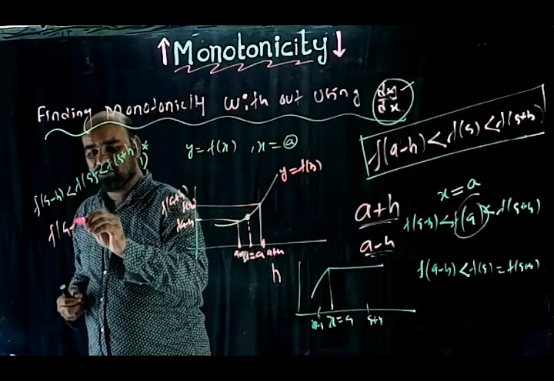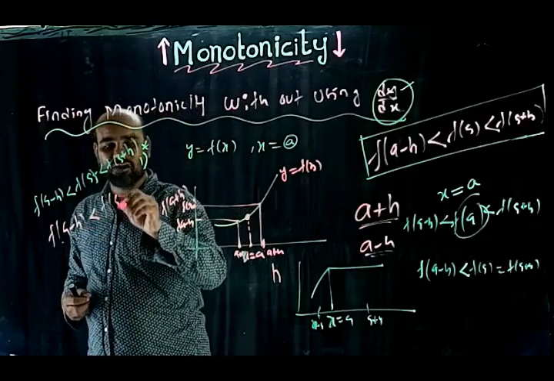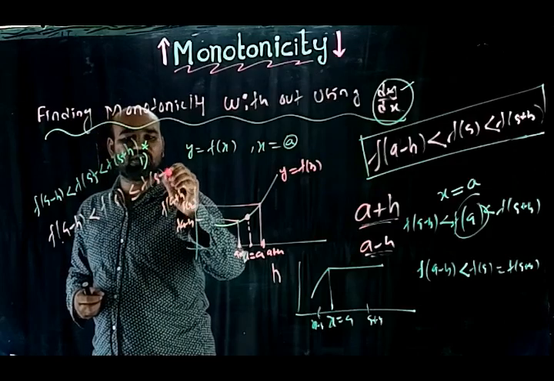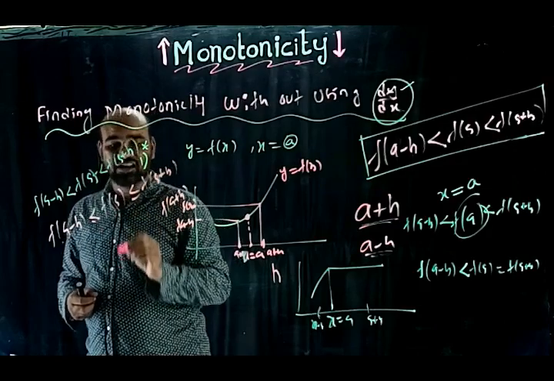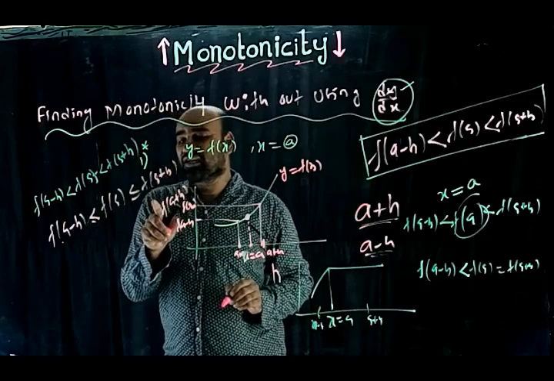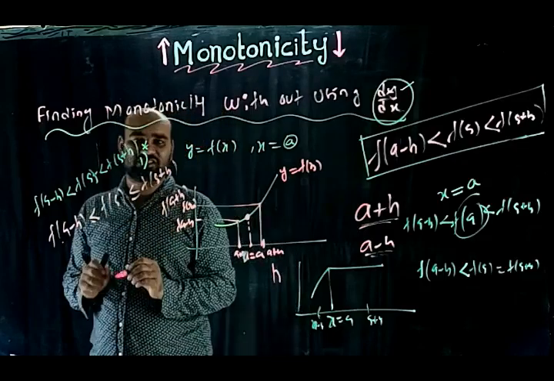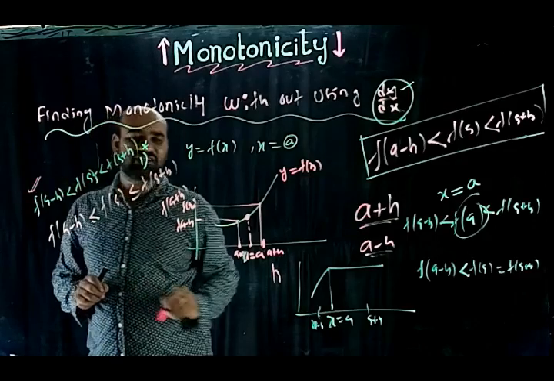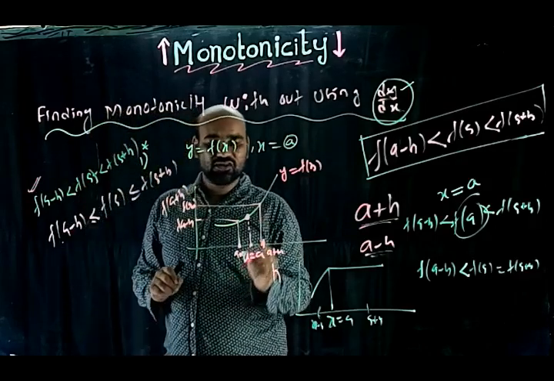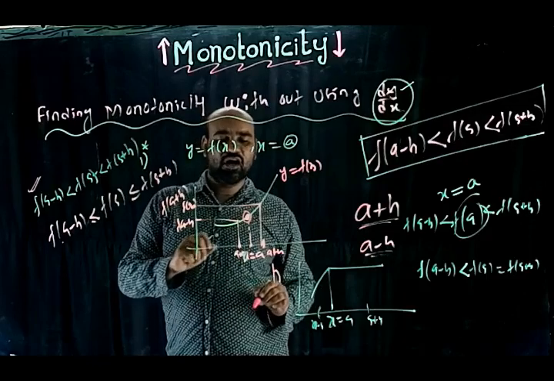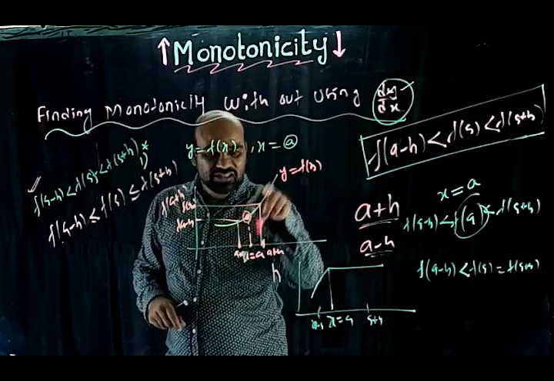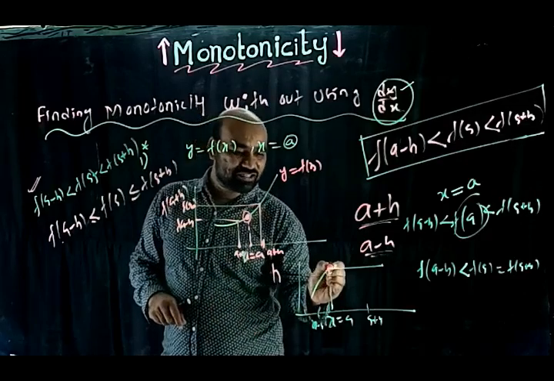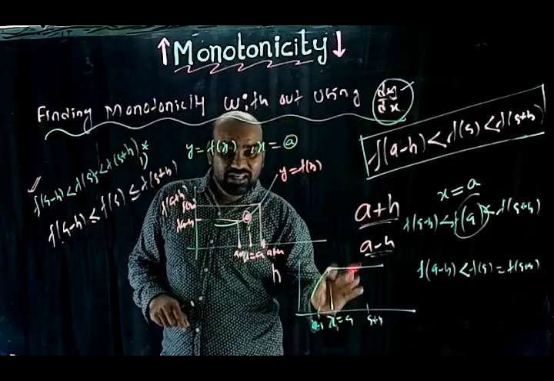Or f of a minus h is less than f of a, lesser than or equal to f of a plus h, where here it is lesser than or equal to. Then you can say that the function is an increasing function. Here you can't say strictly increasing function. In this case, you can say that the function is an increasing function. So in this way, you can conclude that at x equal to a, this function is a strictly increasing function, or at x equal to a, this function is an increasing function.